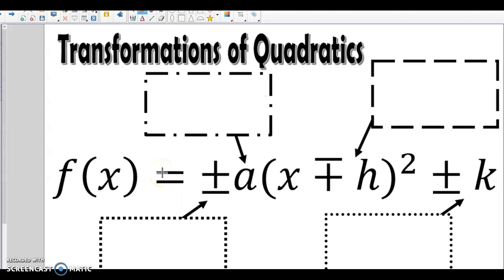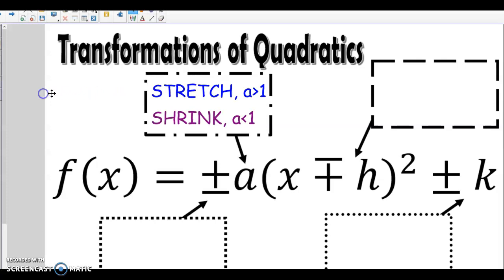Hey everybody, these are your notes on transformation of quadratics. This crazy formula right here is just called vertex form of a quadratic equation. First of all, look at the letter A that's in front of the parentheses right here. Let's see what happens depending on what A is.